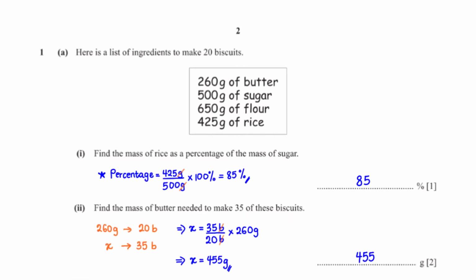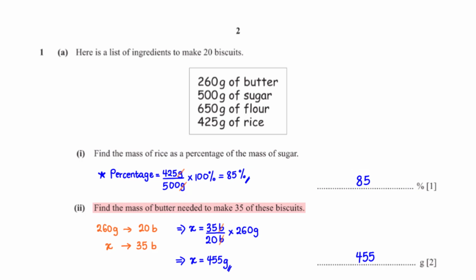Here is a list of ingredients to make 20 biscuits. Find the mass of rice as a percentage of the mass of sugar. When setting up the percentage equation, the value after the "of", which in this case is the mass of the sugar, would be the denominator. So we have the mass of the rice, which is 425 grams divided by 500 grams times 100%. This gives us 85%.